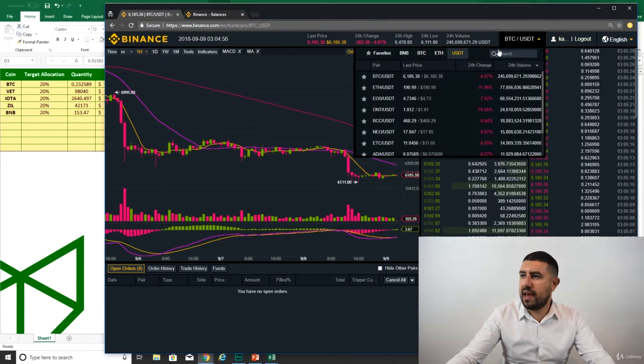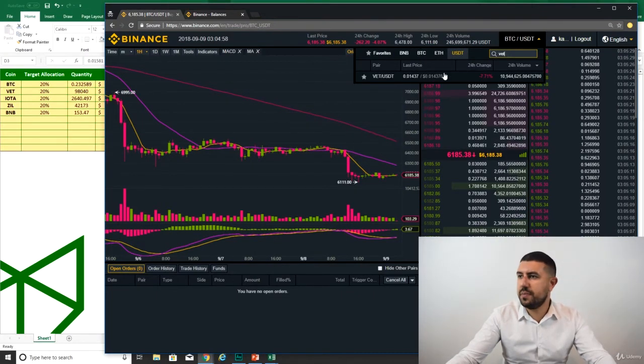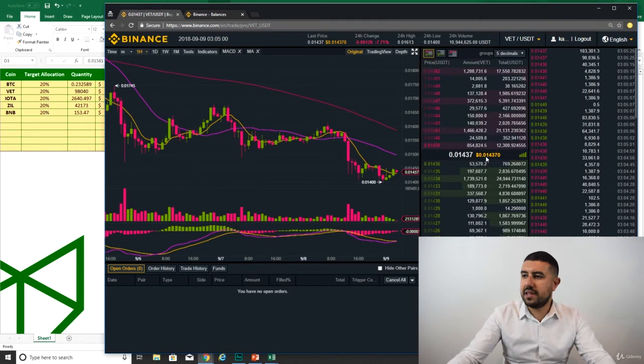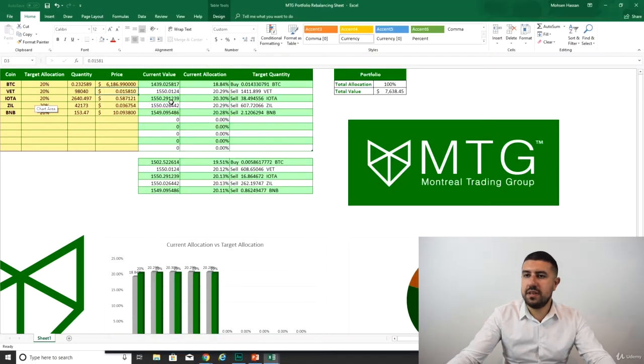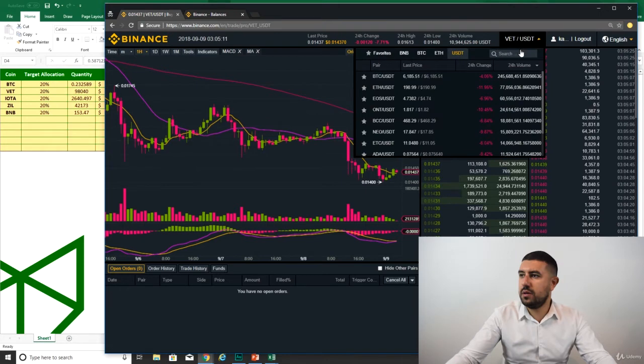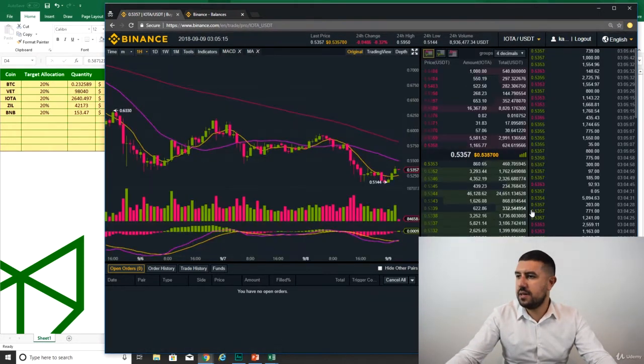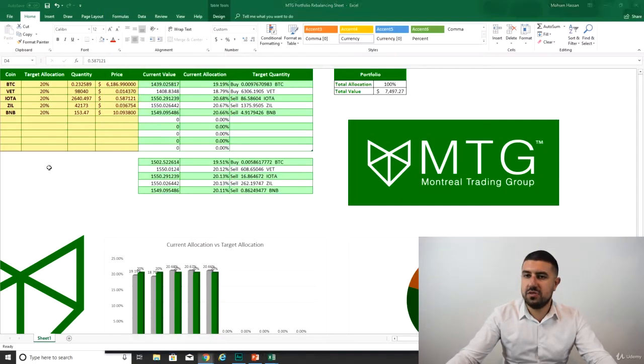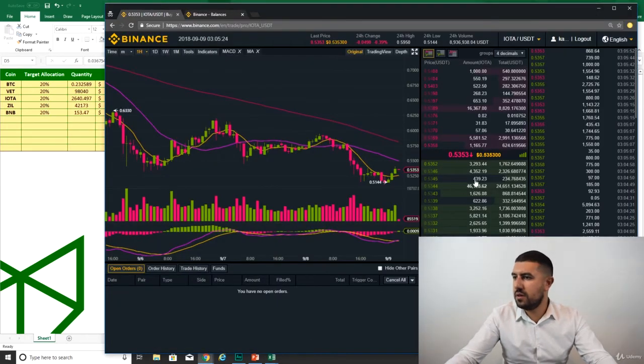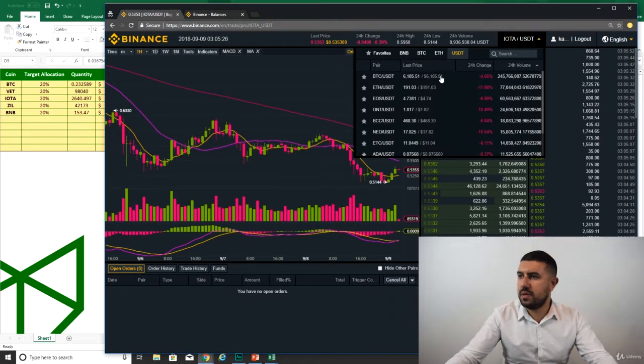Now let's take a look at the next one down the line, VeChain. VeChain is trading at 0.014370. Next one down the line should be IOTA. Let's check IOTA's price. IOTA is trading at 53.57. Okay. Next one down the line is gonna be Zilliqa.